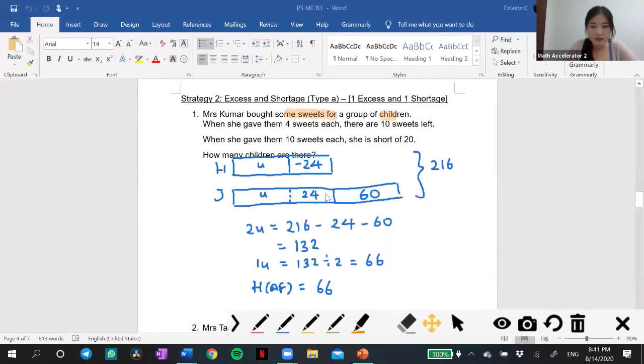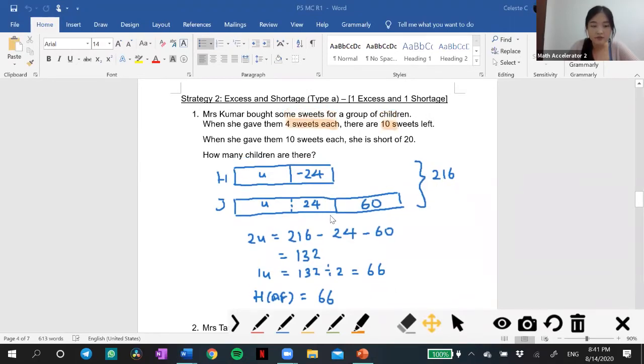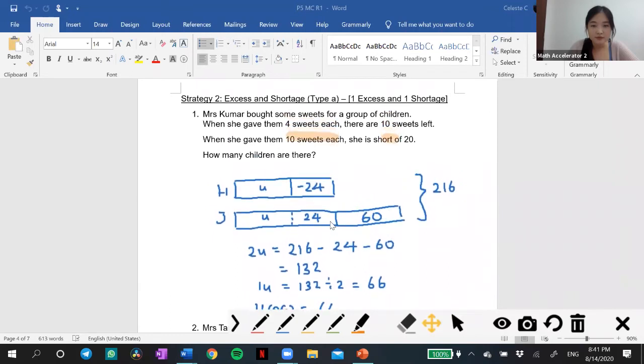Okay, when you're done, go on to the next page. Okay, so this is an excess and shortage question.